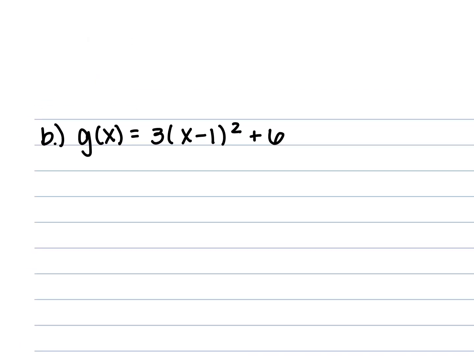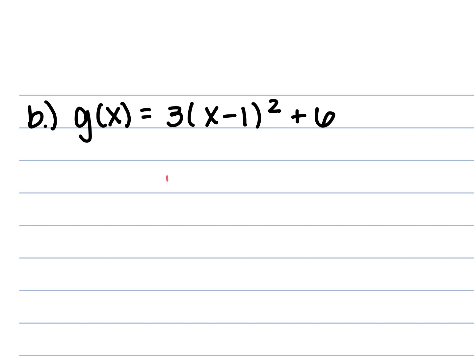All right, let's look at the next one. Let's take a look at B. All I want to know is where is this vertex? 1, comma 6. Why, AJ? Right 1, and up 6.